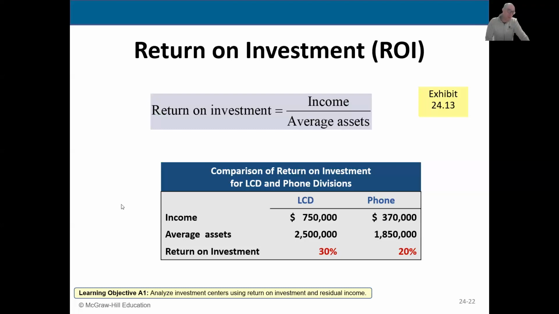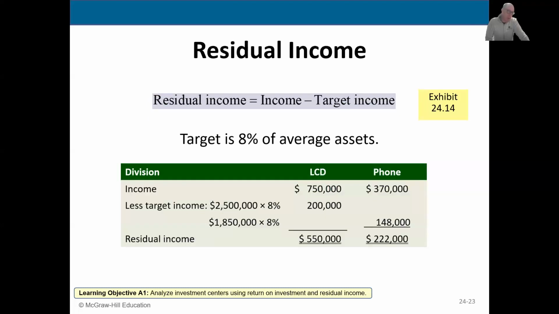So now that I know the return on investment for each department, I also need to know residual income from each department. Residual income is the additional income that is generated that's more than the target income. Okay? Which helps to increase the company's value.